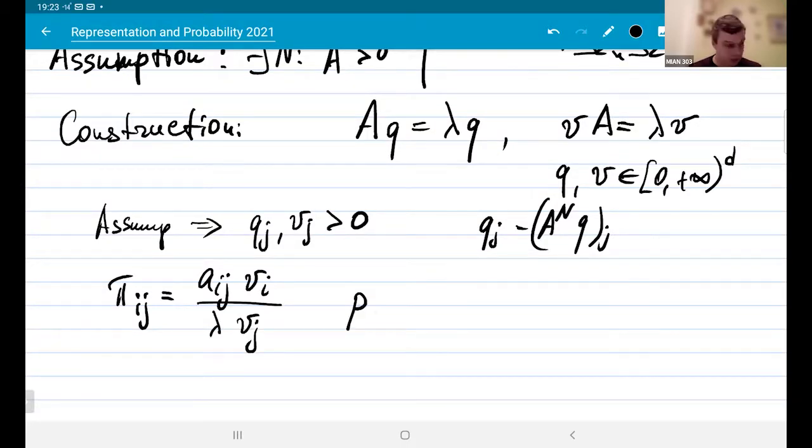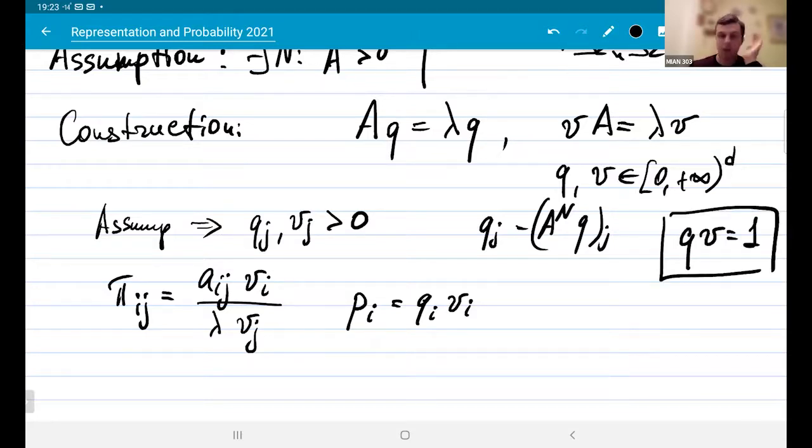And the following: let us assume that QV equals 1. This is just a normalization condition, because you can always scale Q and V as you want, and you can say that their product equals 1. Then this is the definition of pairing measure. In fact, one can see that this is the only measure with this property.